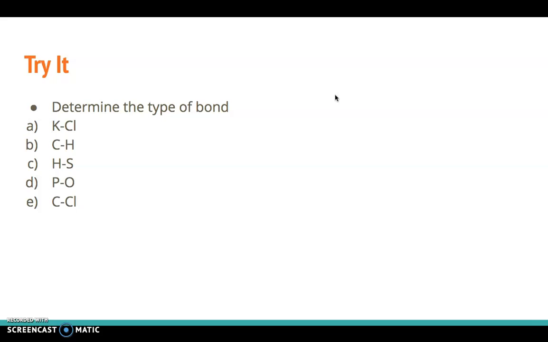Okay, so now that you have time to try it out, I'm going to give you the answers. So for A, it is an ionic bond. For B, it is a nonpolar covalent bond. For C, it is a nonpolar covalent bond.